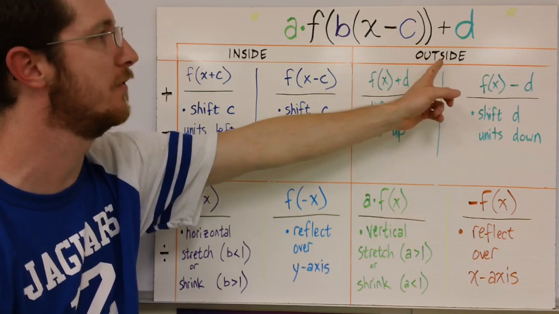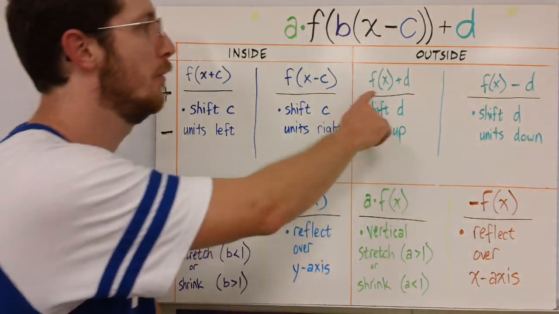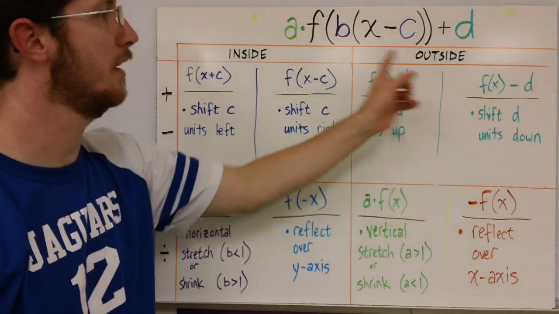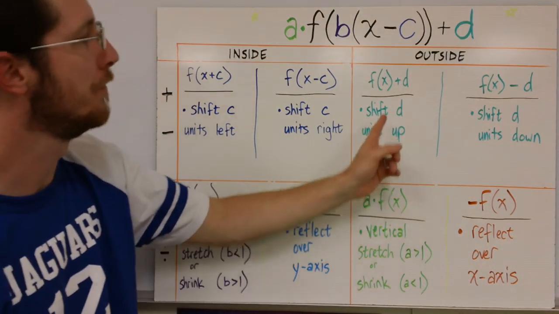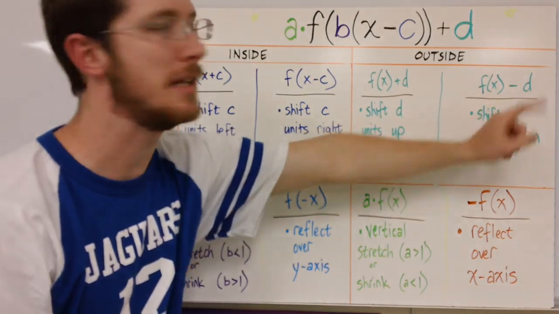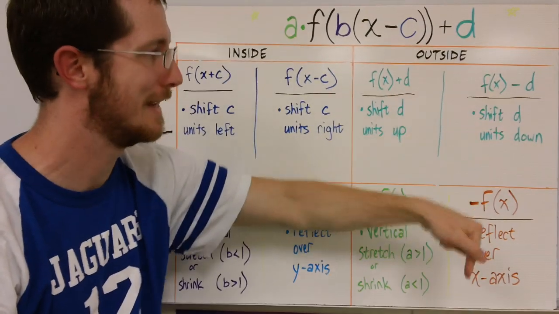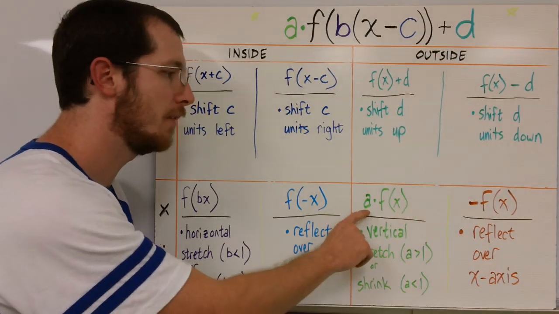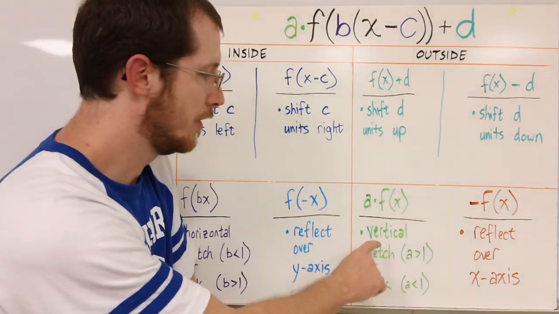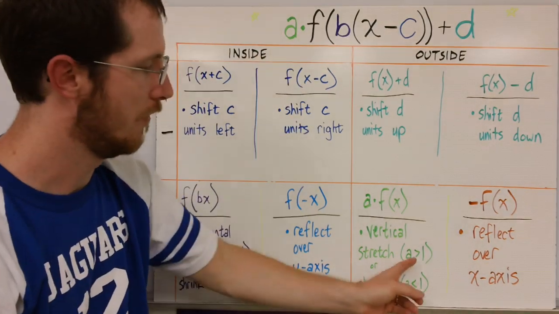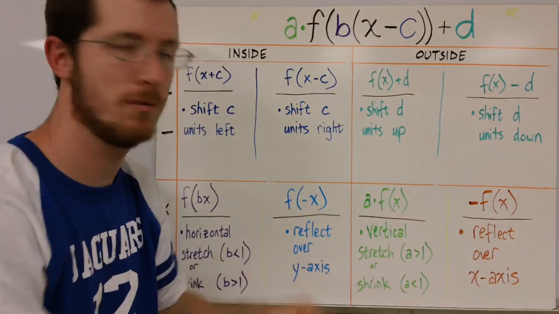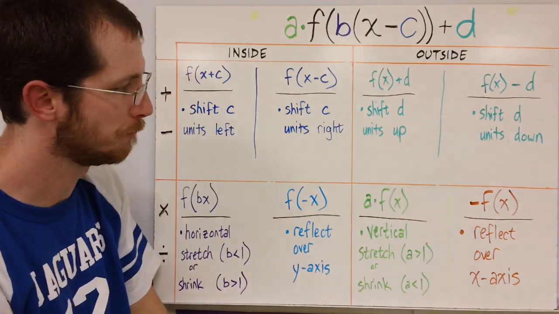Variables or transformations that affect the outside of the function. Okay, so if we have our function f of x and then we've got plus d on the outside, so not directly affecting the x, but just kind of tacked on the outside, then we're going to shift d units up. D is positive. And if we subtract d, or if d is negative, then we're going to shift that many units down. If we have a coefficient in front of our function, so our a value, then we're going to stretch or shrink vertically. So if that number is bigger than 1, then we're going to stretch it by that factor. If it's less than 1, we're going to shrink it by that factor.